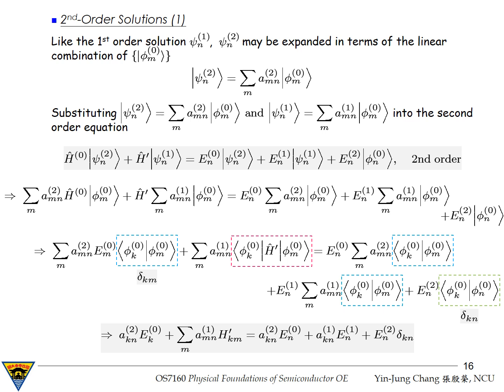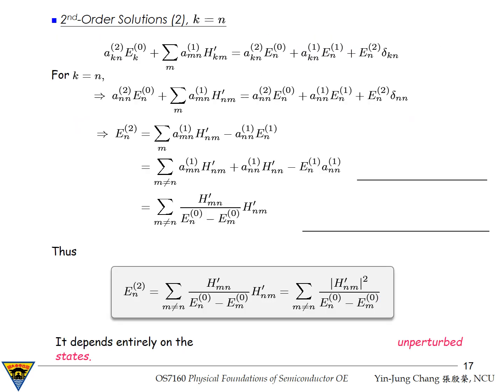Also notice that the equation contains two distinct cases, just as before. If we set k equals n, we will obtain the second order energy correction En2. If we set k not equal to n, we will obtain the second order correction coefficient a sub kn2 for the wave function. So the next step is to examine the two cases where k equals n and where k doesn't equal n separately. Now let's first consider the case where k equals n.